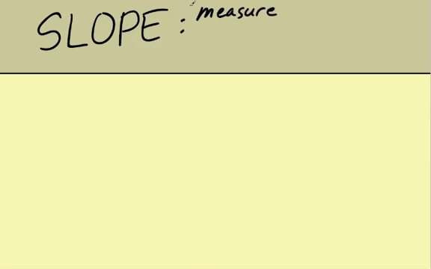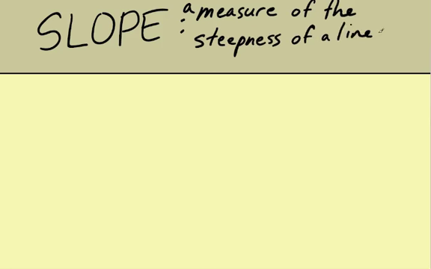And slope, all it is, is a measure of the steepness of a line. So first we're going to talk about what steepness means.